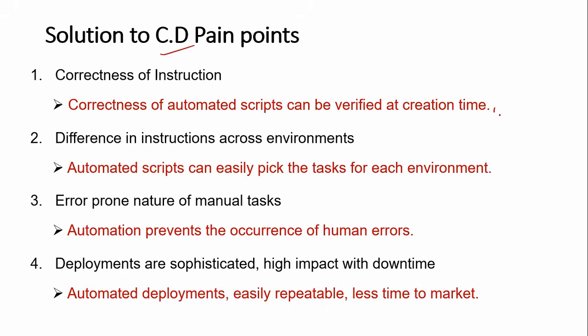So the correctness of the automated script can be verified at creation time. Once we create it properly, there is no chance for database errors and all. Configurations will be proper. Maybe failures happen because of some other reasons, like versions, but 99% it will be proper. And when deploying in multiple environments, the automated script can pick for each environment. There is very little error when compared to manual testing.